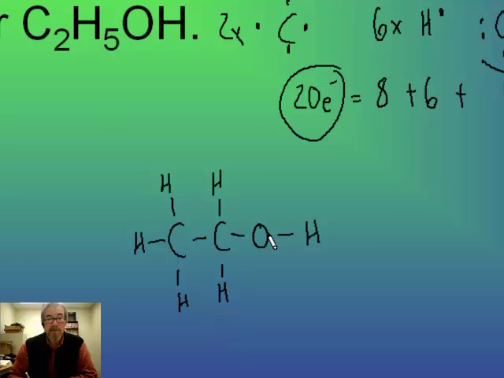The 2 carbons have full octets. The oxygen doesn't, so like in the last example, I have to put 2 pairs, and that's commonly going to happen with oxygen. Now I'll count up. 2, 4, 6, 8, 10, 12, 14, 16, 18, 20 electrons. My structure is good.